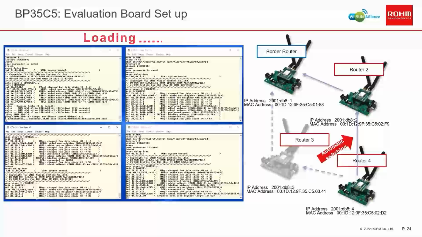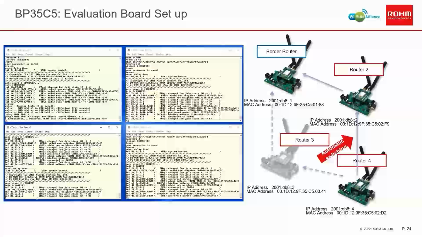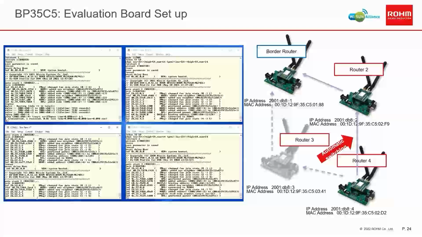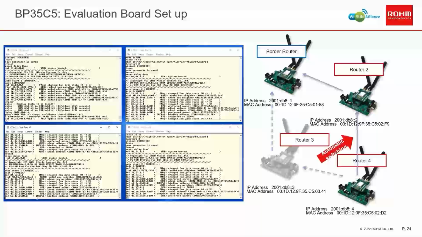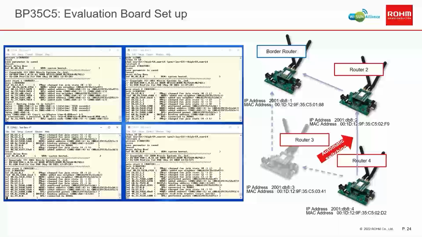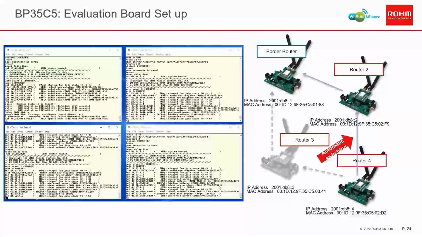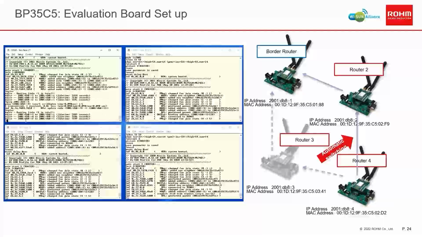Once the route has been updated, the border router and router 4 will display updated information about RPM. The route will be as shown on the right: router 4, then going to router 2 to finally get to the border router. If you use the rplsr command at this time to check the routing information, it will indicate router 4 connected via router 2.